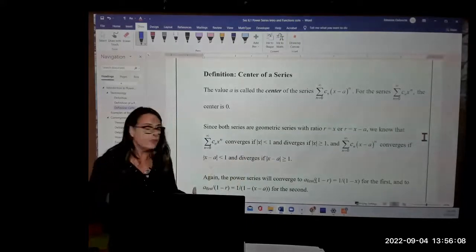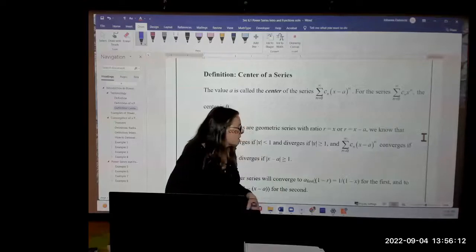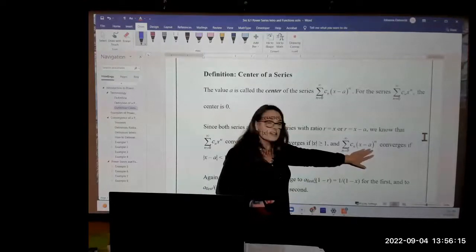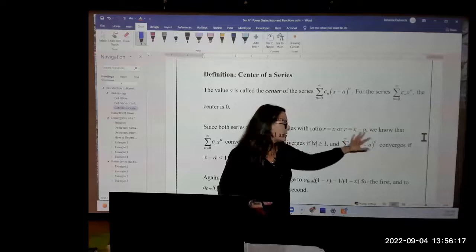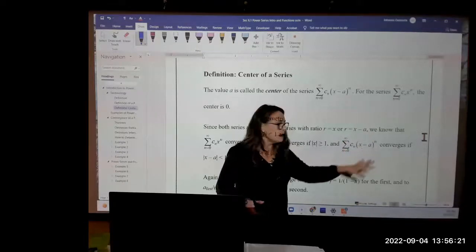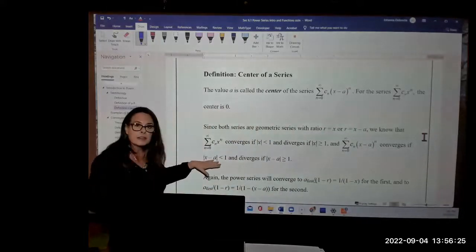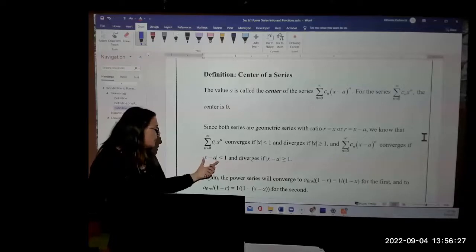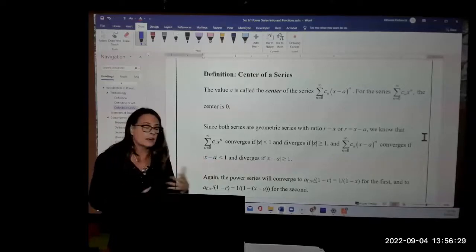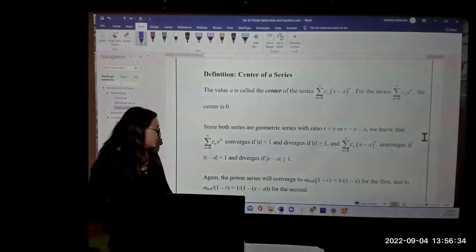And it will diverge otherwise. So for the magnitude greater than or equal to 1. And by the same logic, that means that this more complicated form, the power series centered at a, must converge if that common ratio, x minus a's magnitude, is less than 1. In other words, x minus a is between -1 and 1, and otherwise it will diverge.